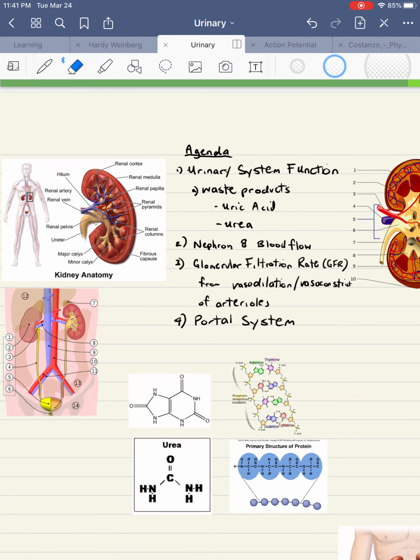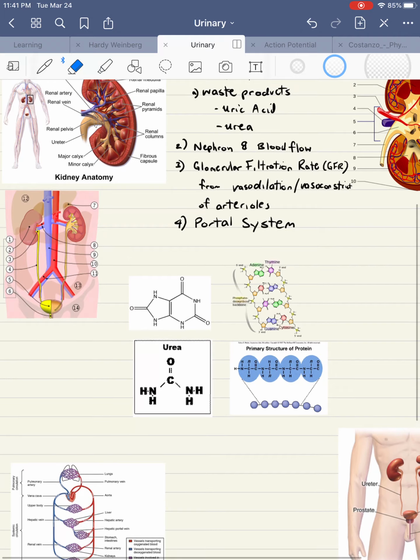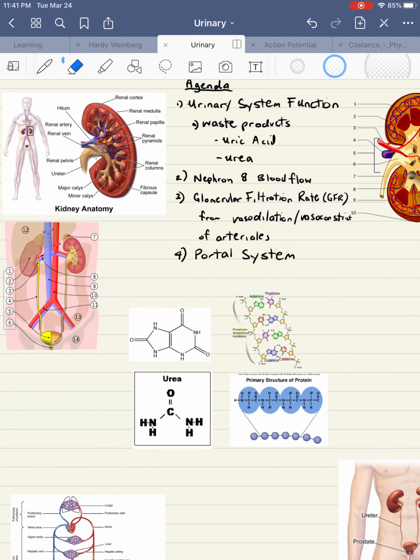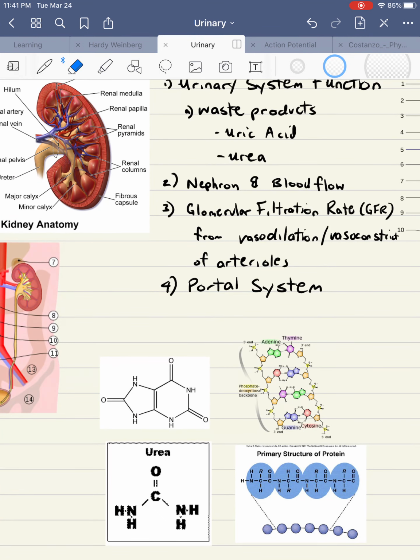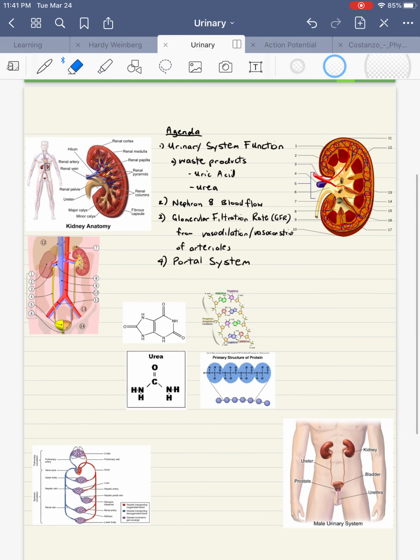We're going to talk about the function of the urinary system. What is the whole purpose of the urinary system? Well, the objective here is to look at how waste products are actually filtered through the urinary system.